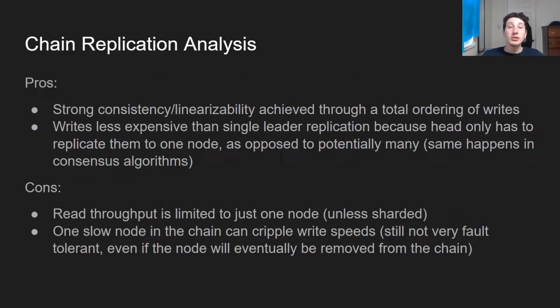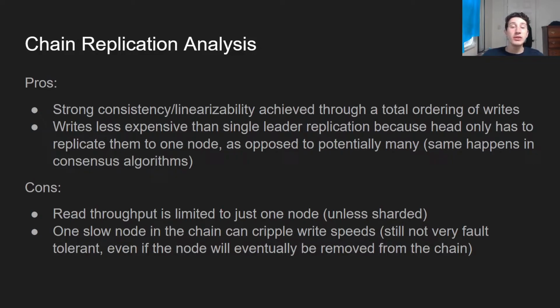Okay, in terms of the analysis of chain replication and how it's good and how it's not so great, it's really strong, or amazing, that there is strong consistency and linearizability in this type of replication schema. We have a total ordering of writes. Everything is eventually going to be reaching the tail in some specified order, which is great. Additionally, writes are going to be less expensive than single leader replication.